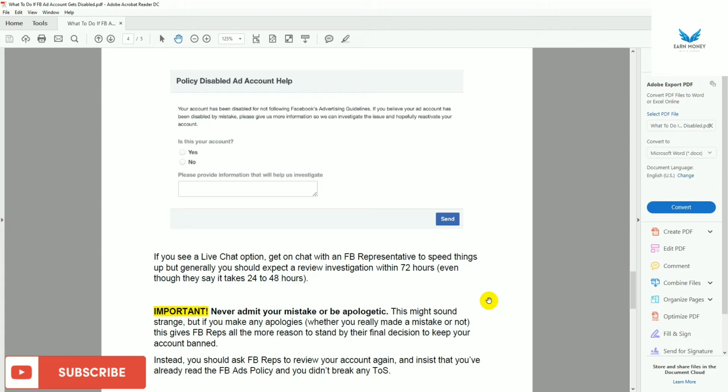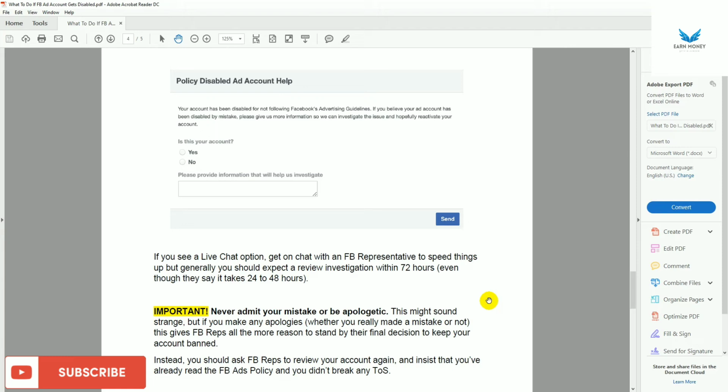Take it from me, I've made this mistake so many times that I learned it the hard way. So never admit your mistake. Instead, word your appeal to say that you have read the ads policy, and make sure you do, by the way, so you know what you're talking about. You are compliant with all the ads policy, and you didn't do anything wrong. So please review and reinstate my account. That should be the way you word your appeal.